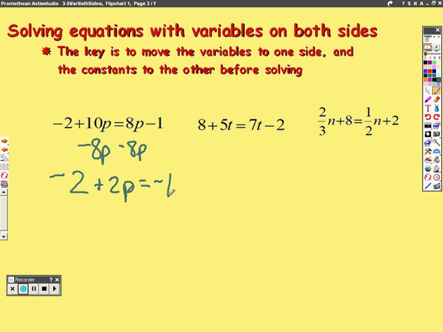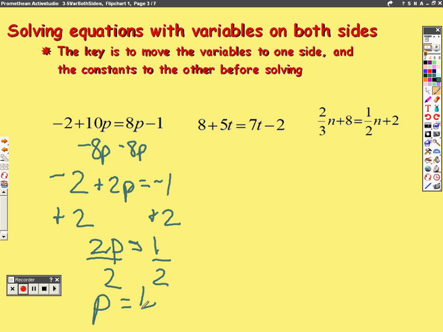All right? So now I need to work on getting my constants on the same side. What do I need to do for that? Very good. I'm going to add 2 to both sides. Okay? And I end up with 2p equals what? 1. Very good. Be careful with those integers. All right? So how do I now get p by itself? Divide by 2. And I end up with p equals 1/2.